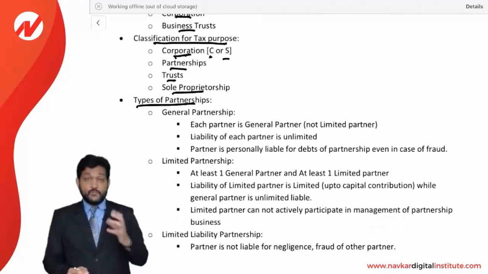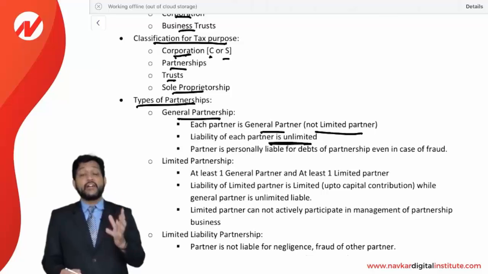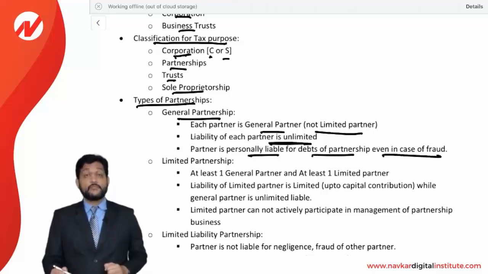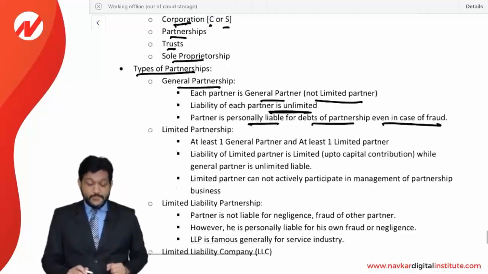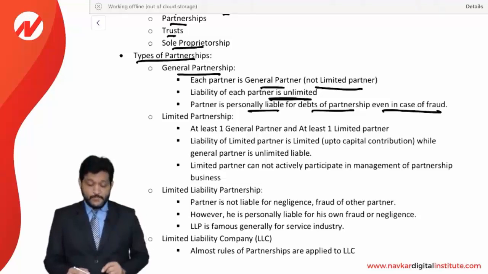Types of partnership. General partnership: each partner is a general partner, not a limited partner. The liability of each partner is unlimited. If you are a general partner, your liability is unlimited. Personal responsibility is there. A partner is personally liable for the debts of a partnership even in the case of fraud. If fraud is committed and personal liability is incurred, you are liable for it. It means the partner is personally responsible for each and every transaction of the partnership. That is called a general partner, and all the partners will be considered general partners in a general partnership.